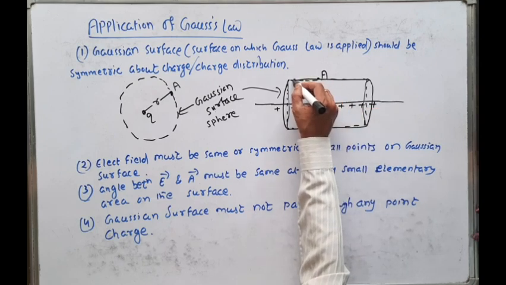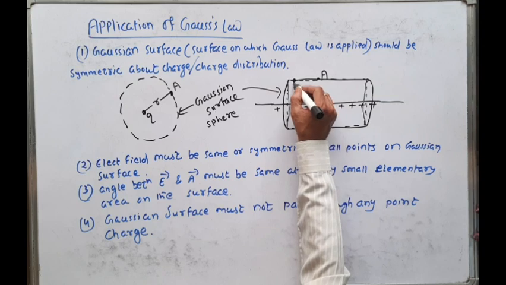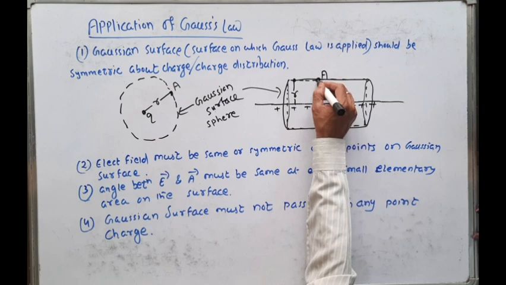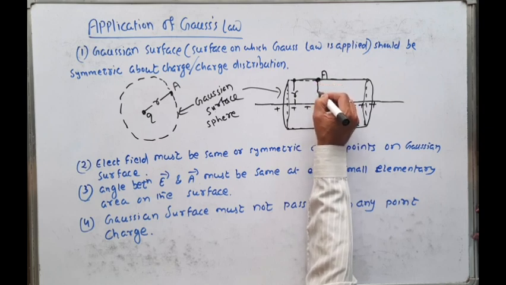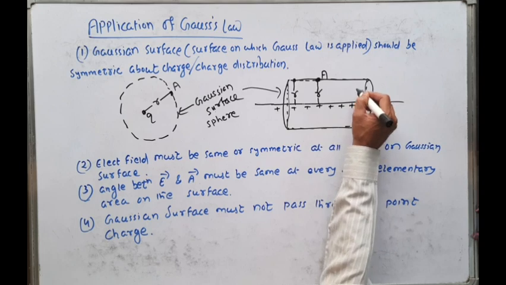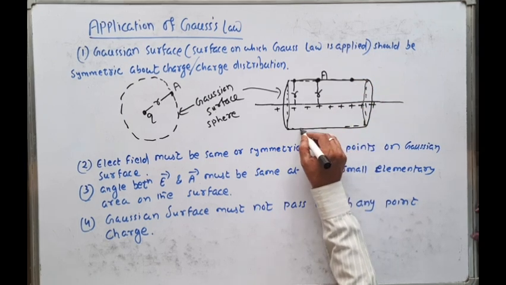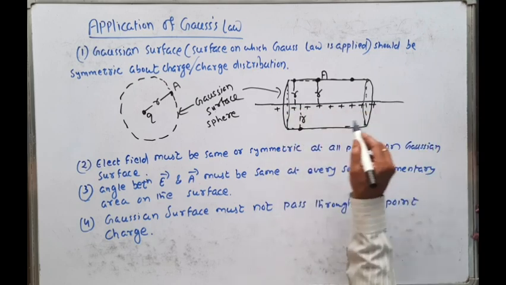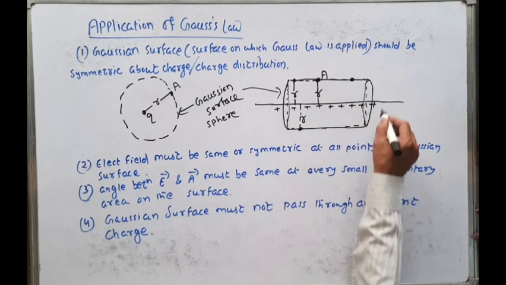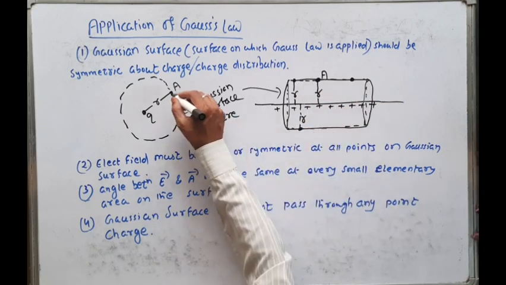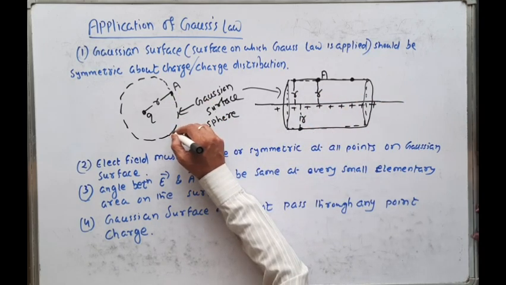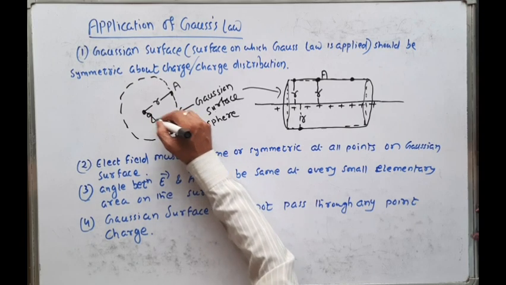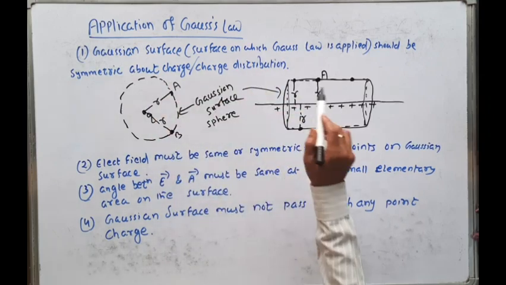If I take every point, this point is at r distance from this charge conductor. If I take this small area element, that is also r distance from this charge conductor. If I take another point here, this point is at the same r distance from this linear charge conductor. So this is the Gaussian surface. Now if I want to find the electric field intensity at this point, this point is also at the same r distance from this charge. So this is the first point. I think it is clear.